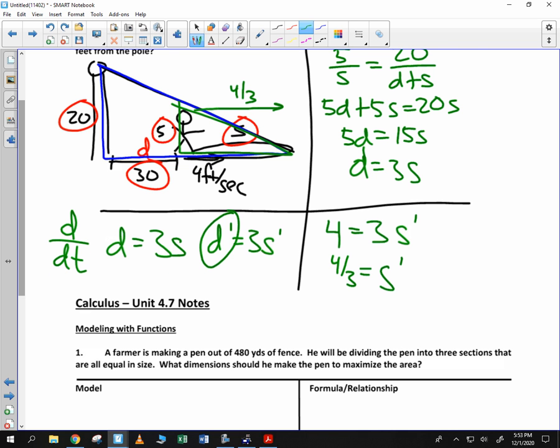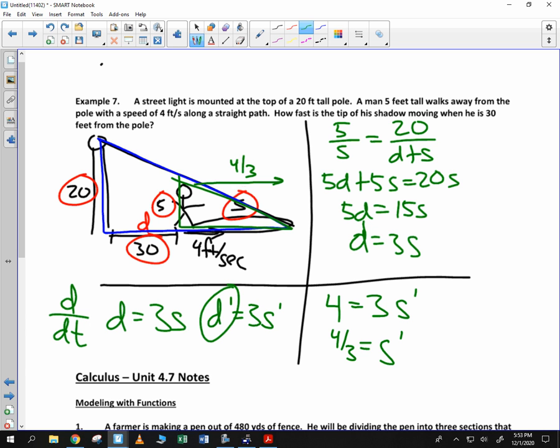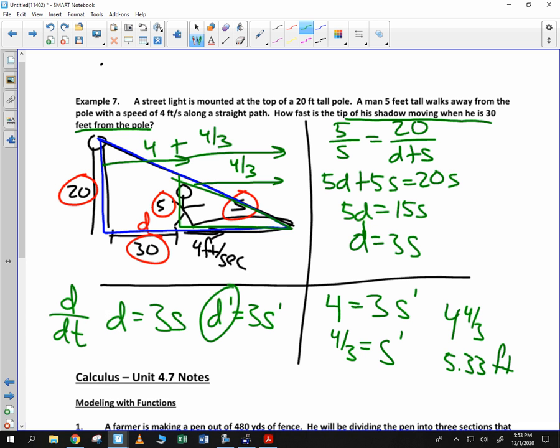But he's also moving. So look at the question. It says, how fast is the tip of the shadow moving when he is 30 feet from the pole? So from him, it's moving 4/3 feet per second. But from the pole, it's moving at 4 plus 4/3 because he's moving as well. So it's moving at 4/3 feet per second from him, but from the pole, it's moving at 4 and 4/3, or in other words, 5.33 feet per second.